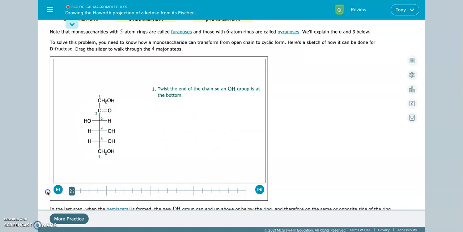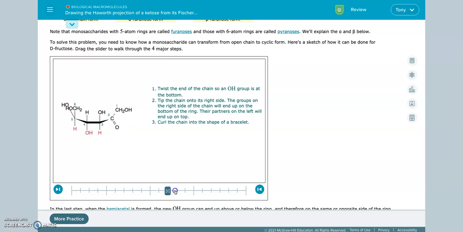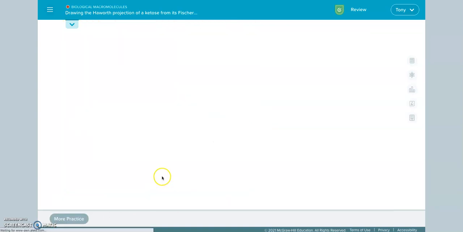If we go back to the beginning, just to run through these steps again. Step 1, we rotate this so that the OH is at the bottom. If you're just starting out, I certainly would recommend writing this out and drawing these pictures out. That's really going to make it so you make fewer mistakes. But when we're actually doing it today, we can probably just visualize that it's going on as we go through. Tip it on its side, and then we make the ring. So let's go ahead and try this.